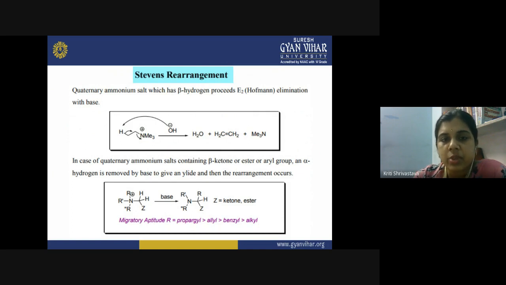A quaternary ammonium salt which has a beta hydrogen undergoes E2 Hofmann elimination with base. This is a quaternary ammonium salt, and here you also have a beta hydrogen. That beta hydrogen is eliminated in the presence of base, and once such elimination takes place, water is removed and an alkene is formed, and tertiary amines are also formed. In the case of a quaternary ammonium salt containing a beta ketone, ester, or allyl group, an alpha hydrogen is removed by the base to give an ylide, and then the rearrangement occurs.